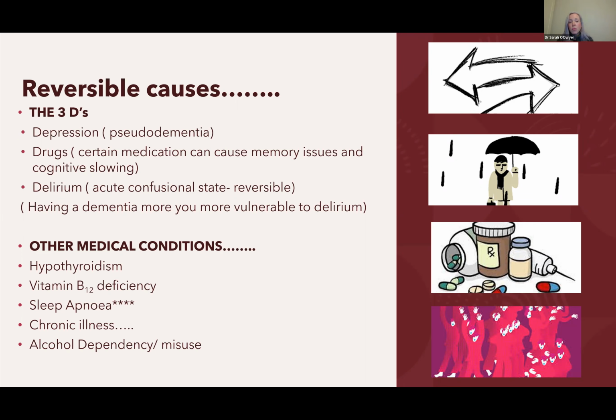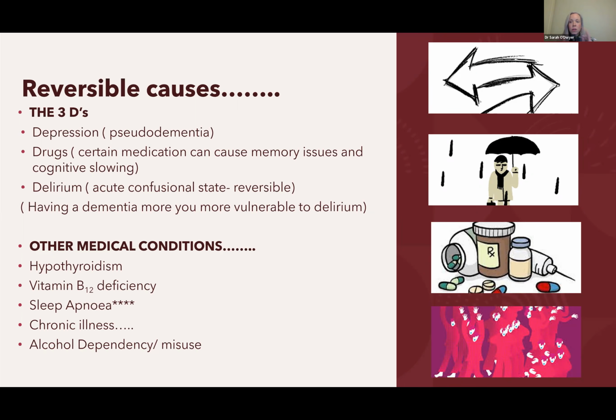And then acute delirium, which is an acute confusional state that is reversible. It's usually caused by an infection or constipation, particularly in older adults. Having a diagnosis of dementia increases your risk of developing a delirium. You're more vulnerable, but also if you've had multiple episodes of delirium, you're more likely to be at increased risk of developing a dementia.